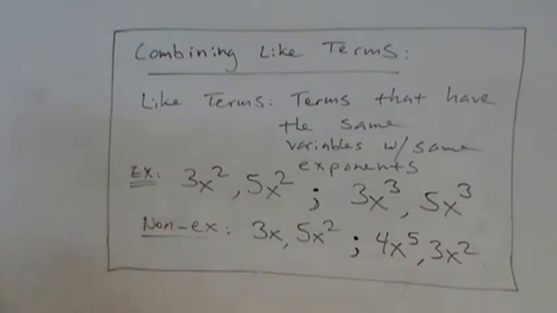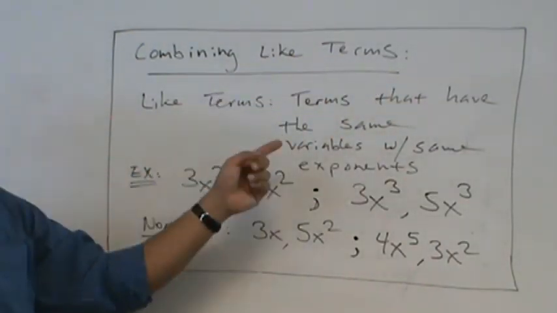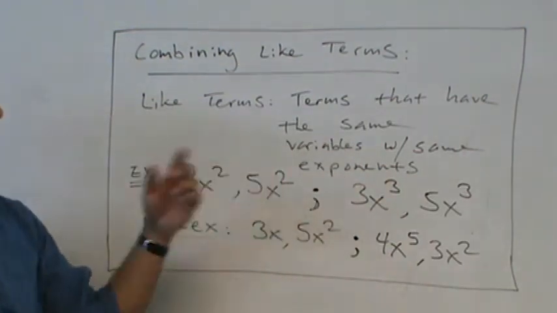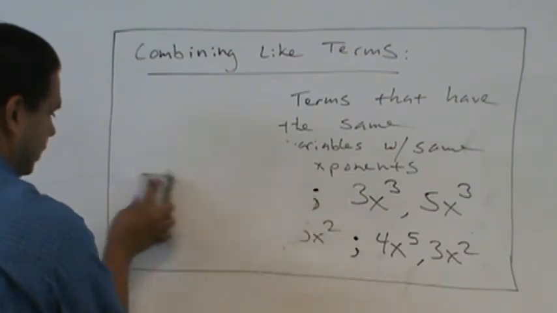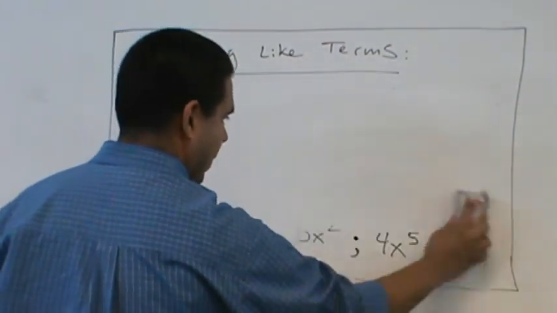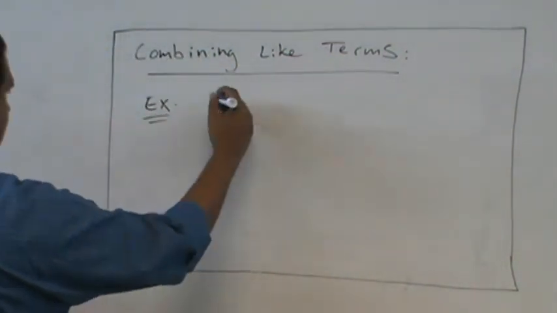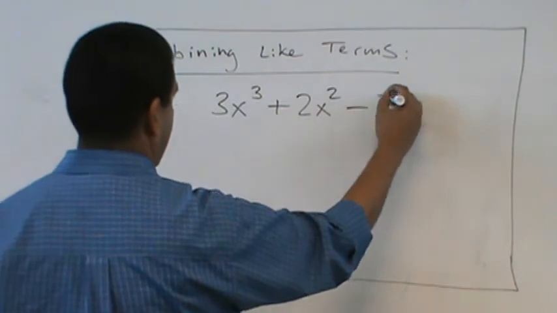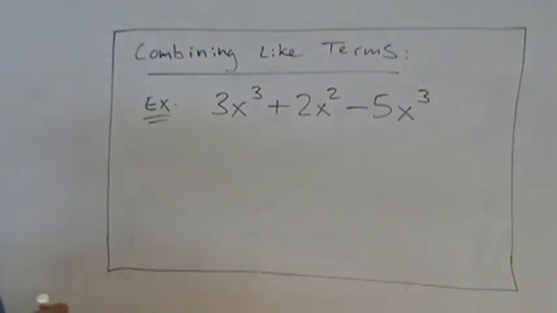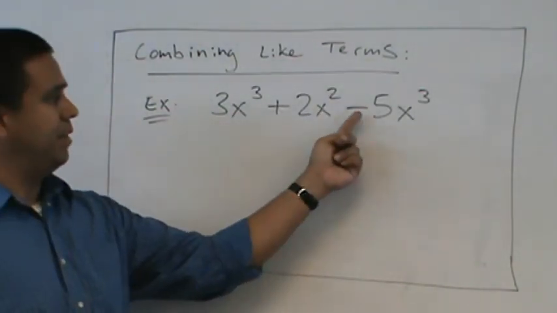When we combine, we're going to get to that next. So we learned what terms are. We learned how to identify like terms: same variable, same exponent. So now we're going to learn how to combine like terms. Look at an example. Let's say we have 3x cubed plus 2x squared minus 5x cubed.